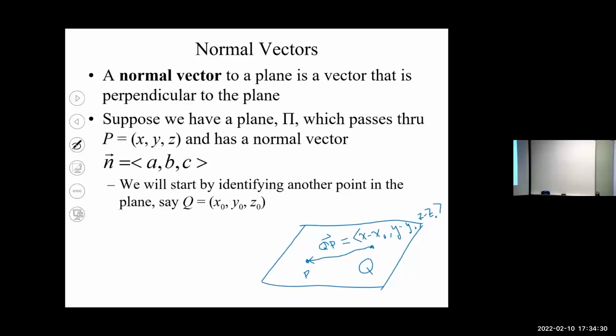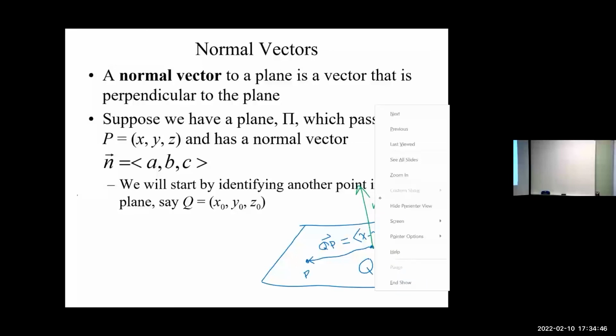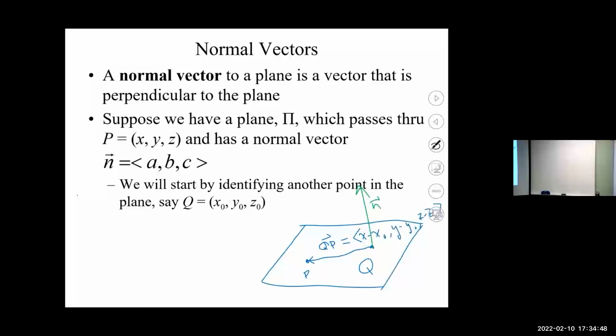Now, what we know about that vector is it lies in the plane, right? Well, if I put in the normal vector, let's make this stand out. If I put in the normal vector, this is our normal vector here. What do I know about the relationship of N with QP? They have to be perpendicular. Boom. All right, cool.